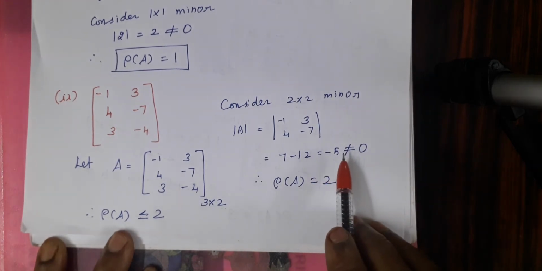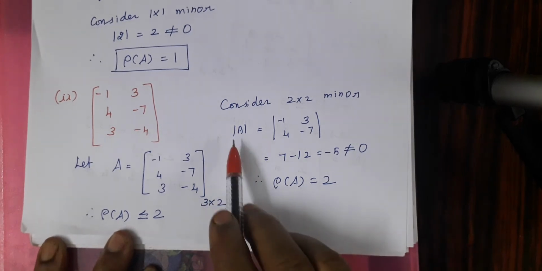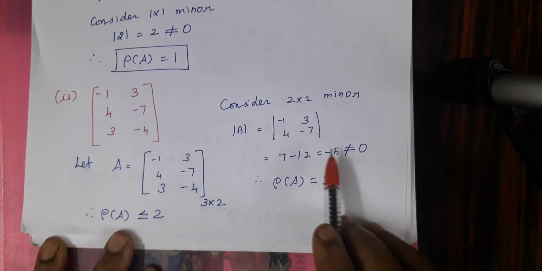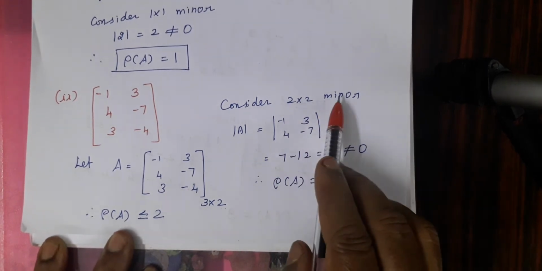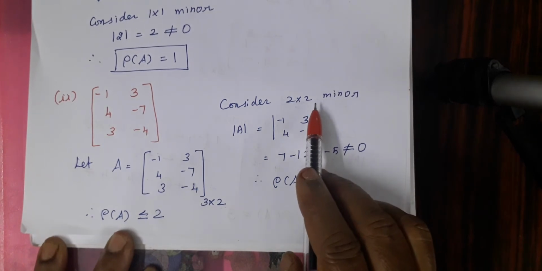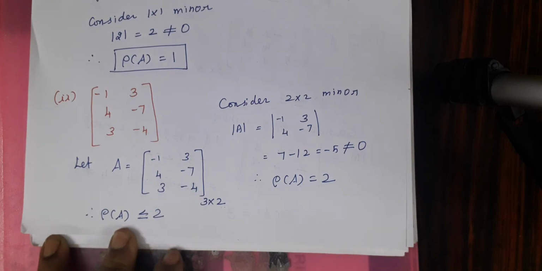If the value becomes 0, we go on to the next 2 by 2 minor. Here the first determinant is not equal to 0. The first determinant becomes not equal to 0, so a 2 by 2 minor is not equal to 0. Therefore, what is the rank? The rank is 2. This is the minor method to find the rank.